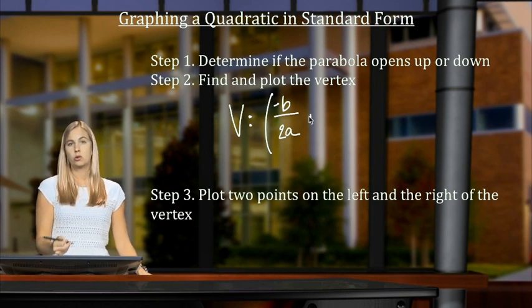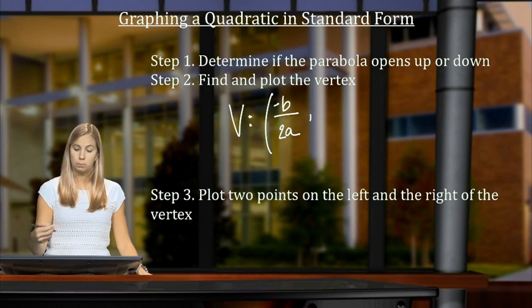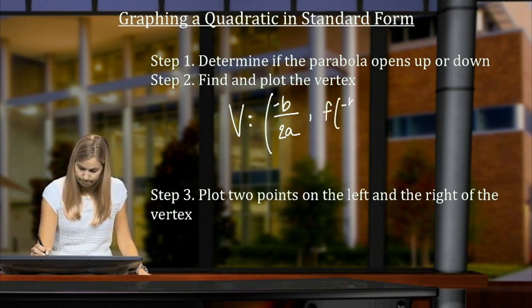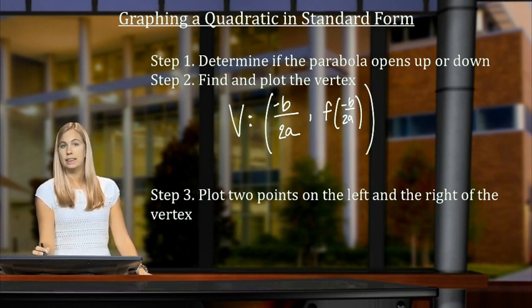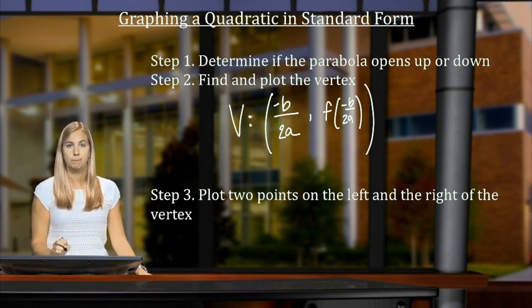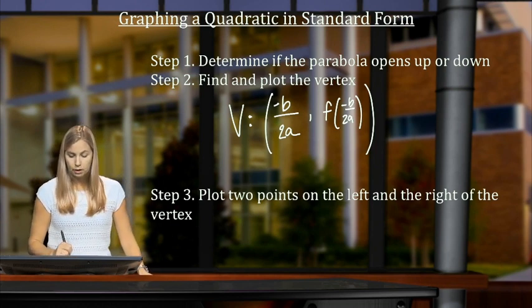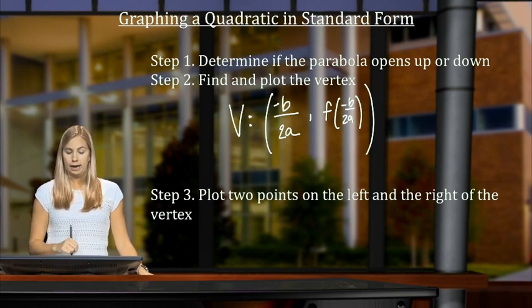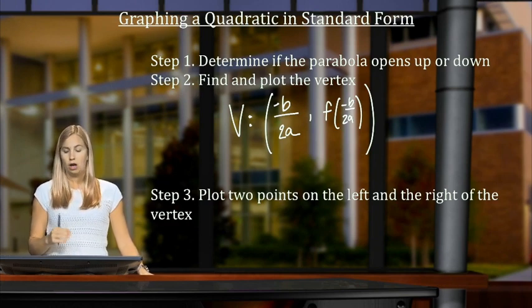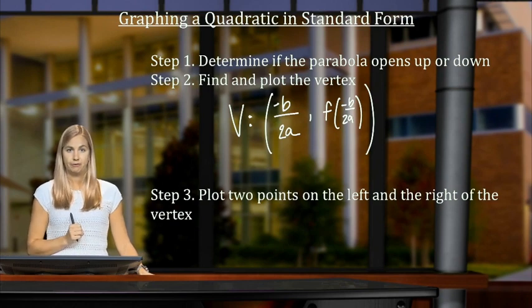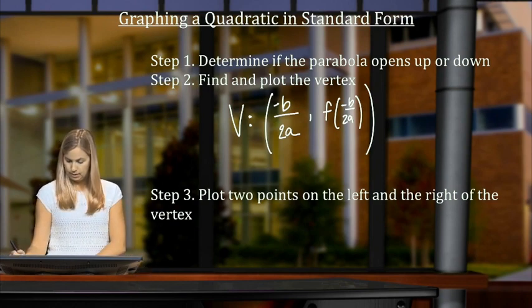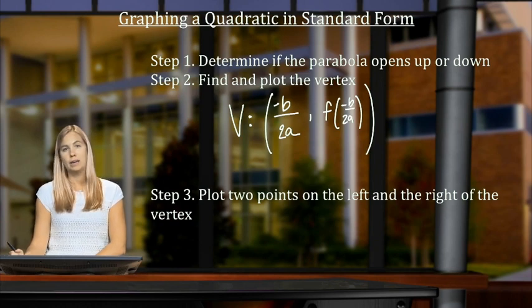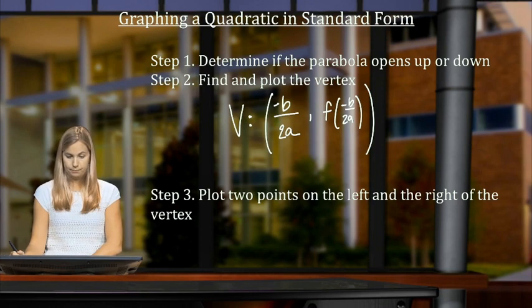And if you know the x-coordinate of an ordered pair, to find the y-coordinate, you just plug that in. And that's what this is saying. Again, this notation is indicating the y value when your x is equal to negative b over 2a. Once we've plotted the vertex, we're also going to plot 2 points on the left and the right-hand side of that vertex. Sometimes we'll use the x-intercepts, but they're not necessary. Just make sure that you're plotting 2 points on both the left and the right.